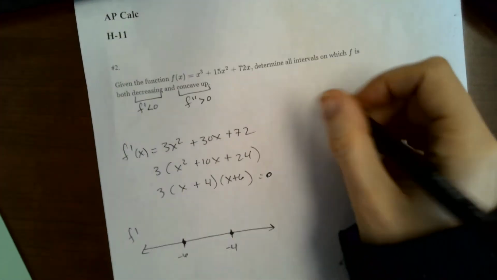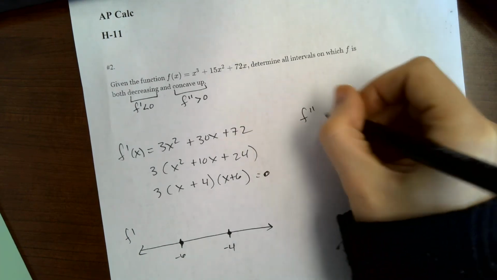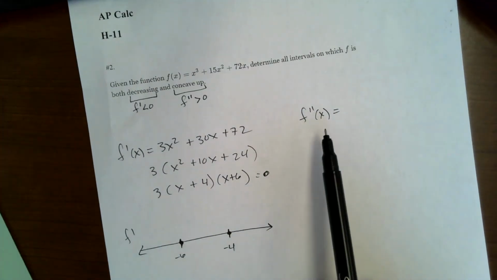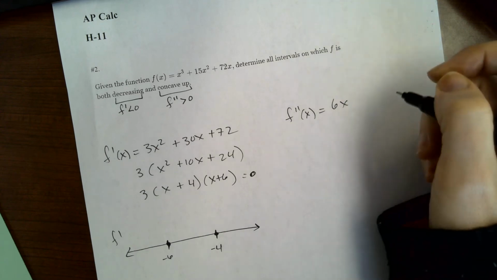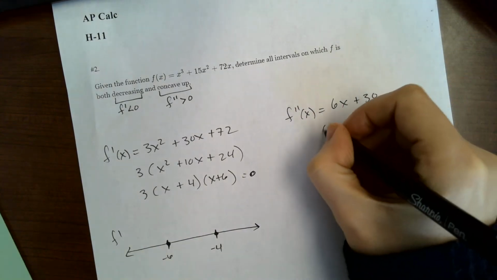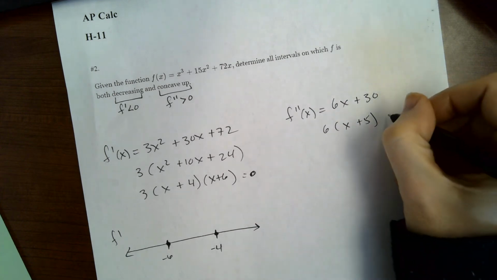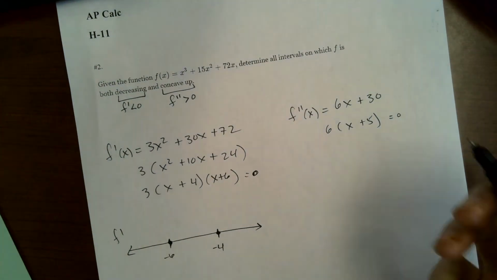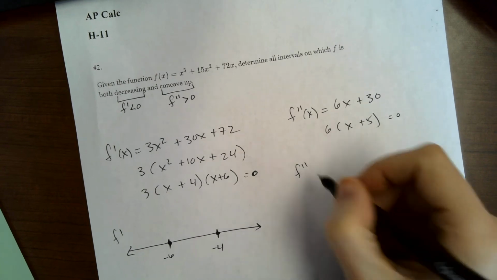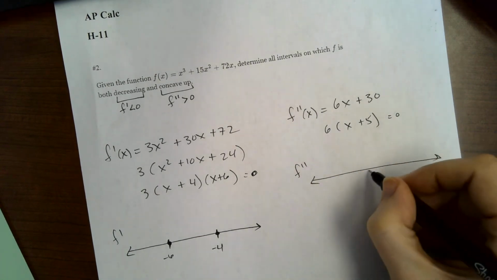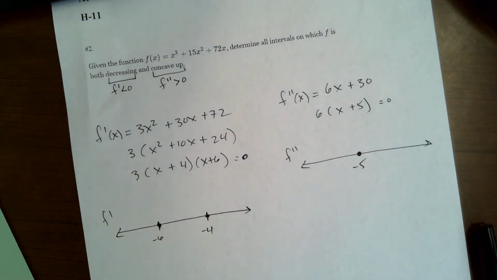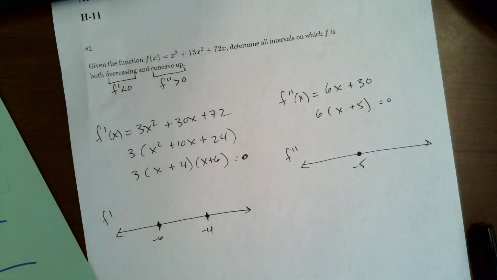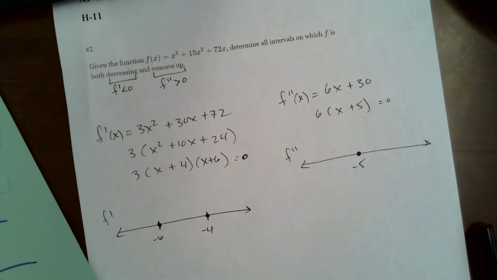All right, now let's do f double prime. I am taking the derivative of f prime, which is right here. So that's 6x plus 30. And then let me factor that. 6 times x plus 5. And if I think about when that equals 0, on my f double prime line, I'm just going to have -5 there. Okay, now I need highlighters. I got 2 pink ones. Here's a blue one.